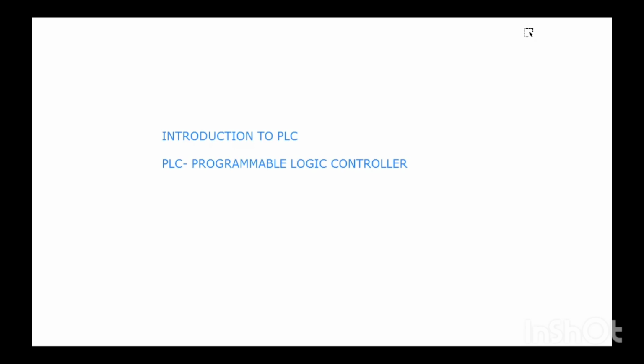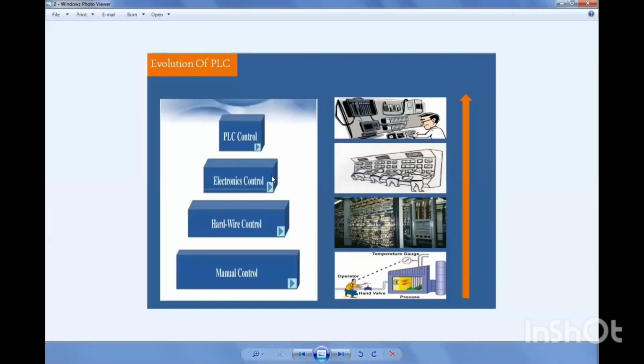So let me share the evolution of PLC image. So this is the evolution of PLC. Once upon a time we were into manual control. Can you find an image over here? A man who is operating a hand valve by looking into the temperature gauge. He's very near to the furnace. According to the temperature range, he is going to change the hand valve.